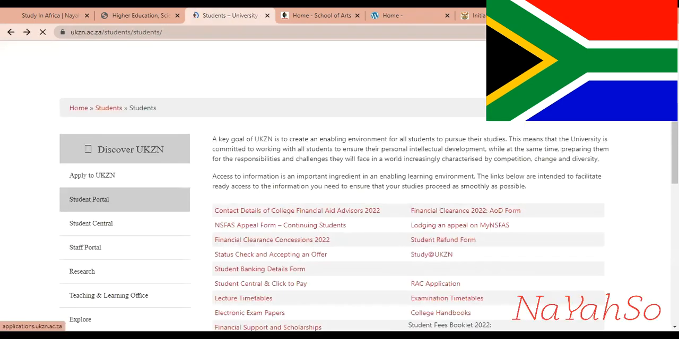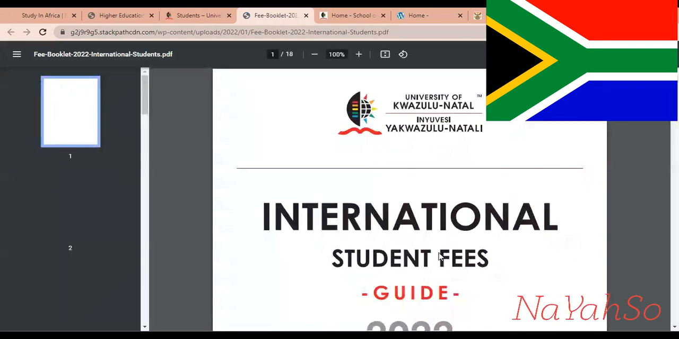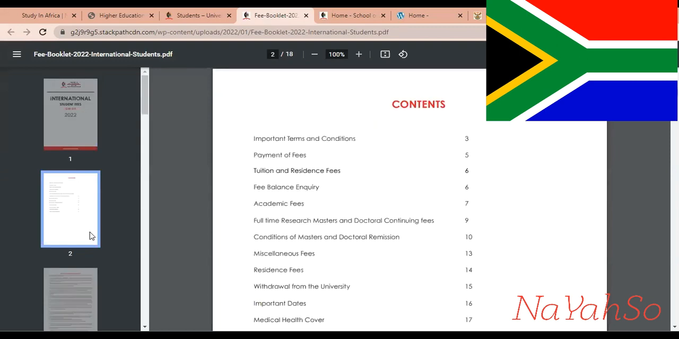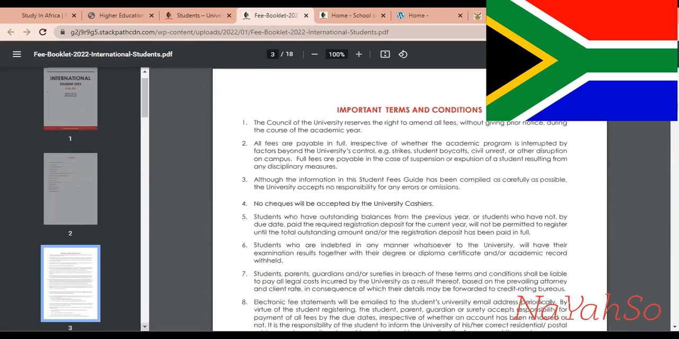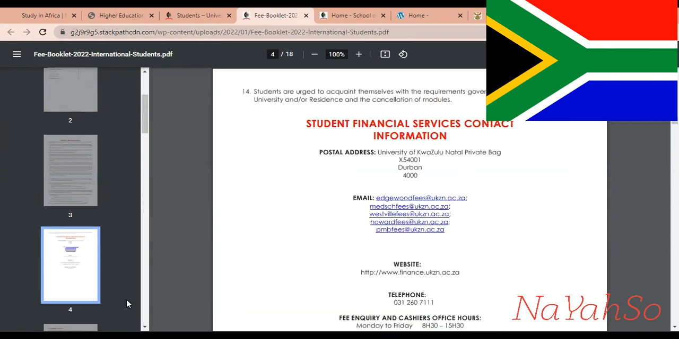So if we scroll down here, I see international. So let's go into here. International students. They even have a fee booklet for international student fees. So, and it is up to date, it's 2022. Good job, University of KwaZulu-Natal. So let's go down and see. You can do a comparison of what the fees may be compared to where you are.